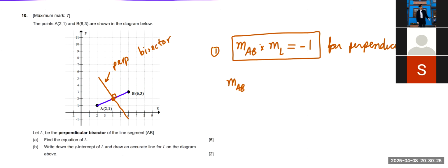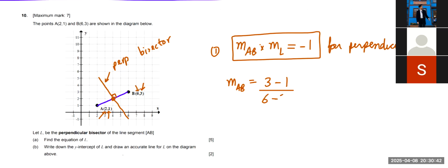It's easy because they've given you 2 points on AB. So you just need to do change in y over change in x. See, the y value here is 3, the y value here is 1. So 3 minus 1 divided by the x value here is 6, the x value here is 2. So 6 minus 2.